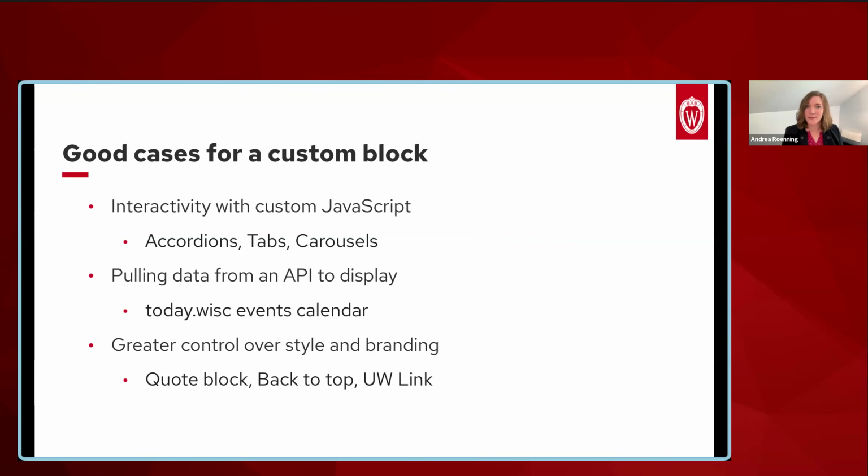All right, so we did find some good reasons to build our own custom blocks, though. One good reason is if you have interactive elements that you want to use JavaScript for. So carousels and tabs are a couple of examples of that. Another good reason is if you're pulling in data from an API. We do this to pull in events from today.wisc.edu, which is our central campus calendar, and we use an API to fetch that data, and then you can display events on your own website.